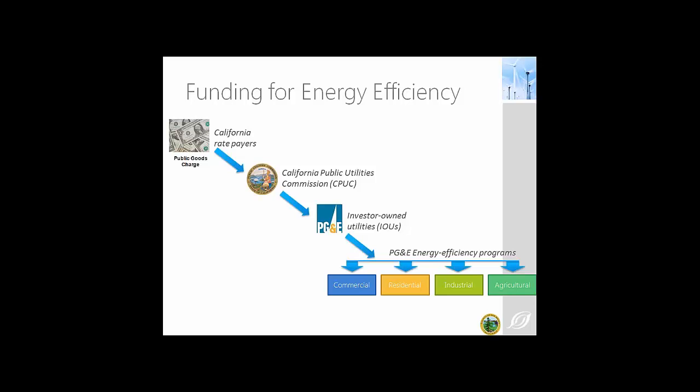Funding for energy efficiency. So every month on your PG&E bill, if you look closely, you will see that there's a public goods charge on your bill, and that comes from the state. So that money goes to the California Public Utilities Commission, and they allocate that fund to investor-owned utilities like PG&E here. And then PG&E has to use those funds to provide energy efficiency programs to the local communities. And that goes to commercial, residential, industrial, and agricultural communities for different energy efficiency rebates and incentive programs.